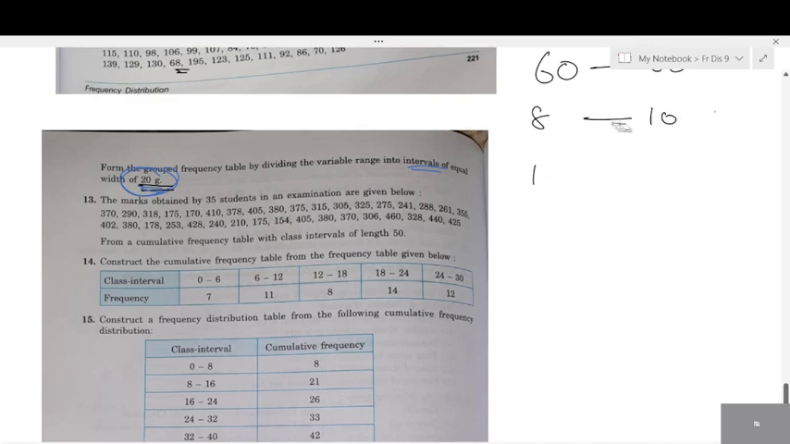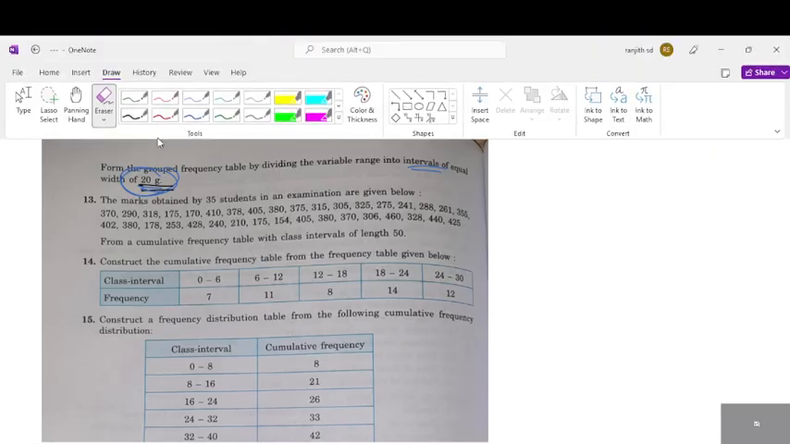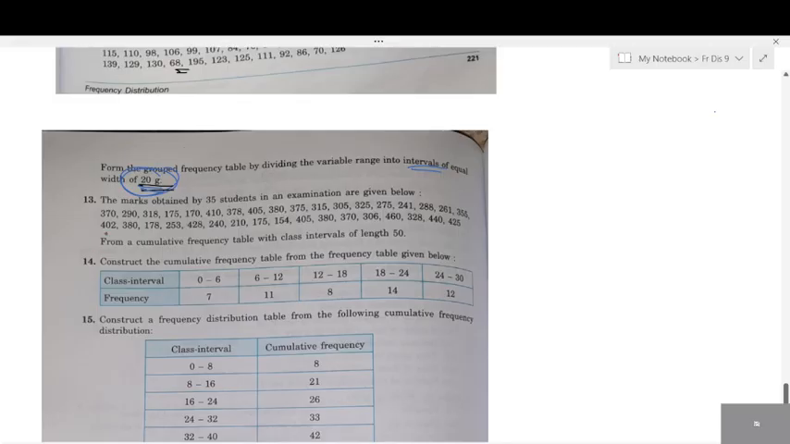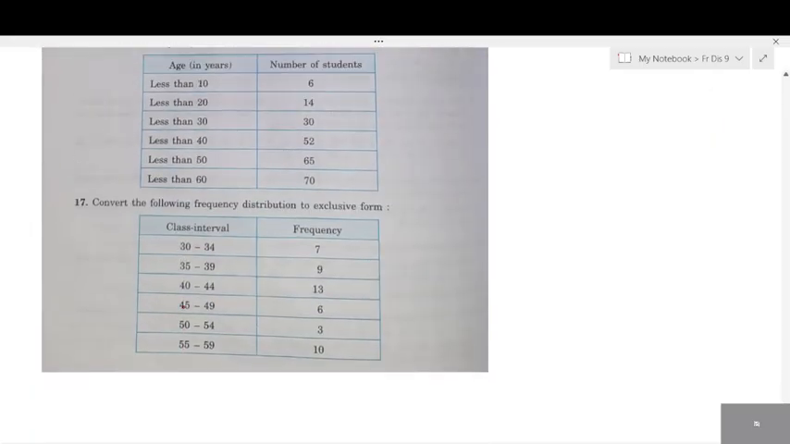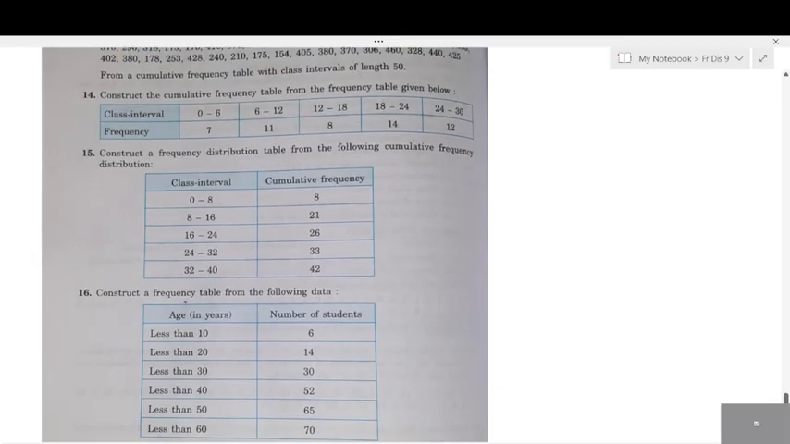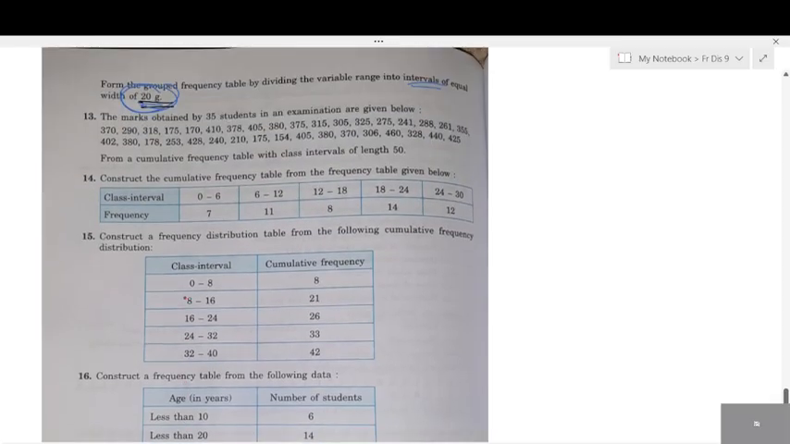Same question. 12, 13 is also the same one, students. No, no, 13th is different. Form a cumulative table is different. I'll teach 13 from tomorrow. Okay, 13, 14, 15. How many questions do you have in total? Can you check? 17 is the last? Okay. 17, 16, 15, 14, 13. 5 questions left. These 5 we will do tomorrow.